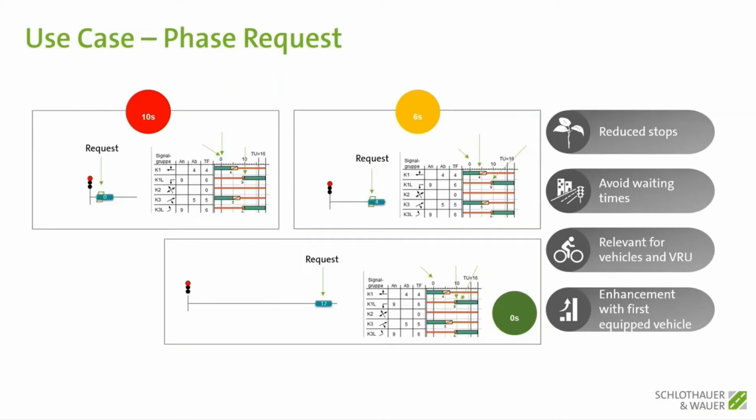But if you combine the control of the intersection with a correct SPAT information, with a correct prediction, and it will be correct because you made that decision already in the control, you can have a really great traffic flow here. But this is only possible if you have connected devices here. So we can reduce stops, avoid waiting times. It's also relevant for vehicles and vulnerable road users. And the effect you will have with the first vehicle, it's not part of a 1% penetration rate. With the first vehicle, you will have exactly this effect here.